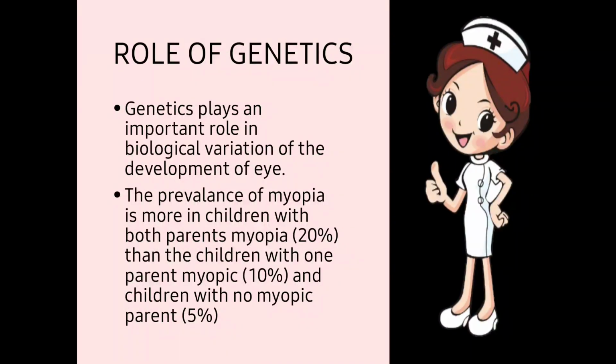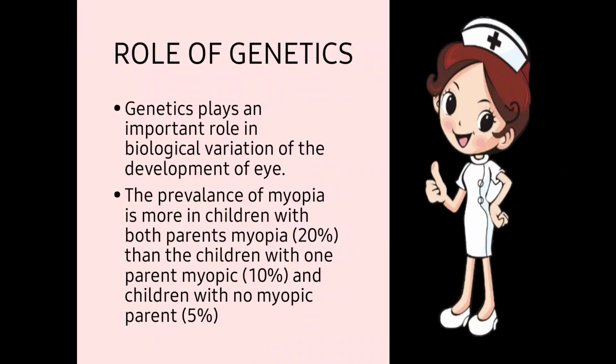Next, the role of genetics. Genetics plays an important role in myopia. When the development of the eye takes place, there is a biological variation due to which simple or developmental myopia develops. The prevalence of myopia is higher in children with myopic parents. Those children who have both parents myopic have a 20% chance of sharing the myopia of the parents.